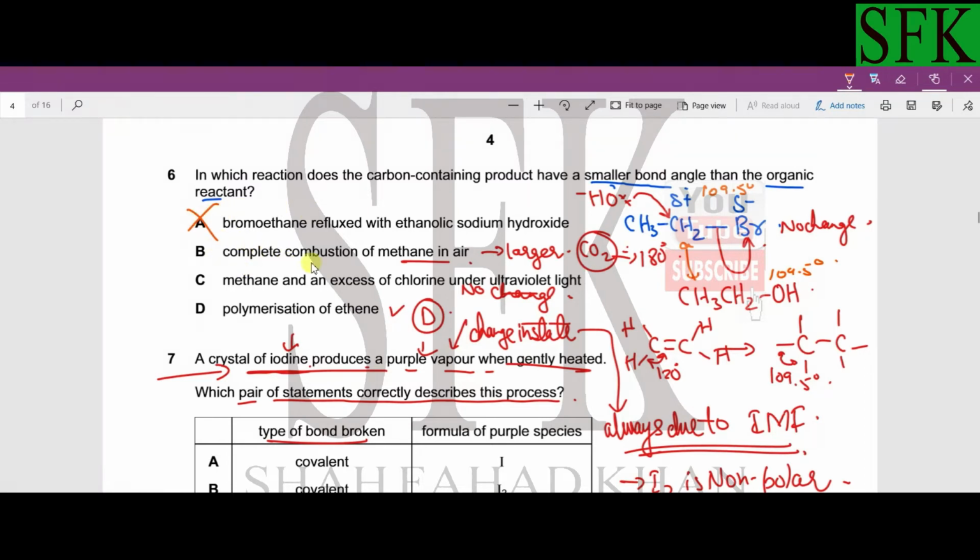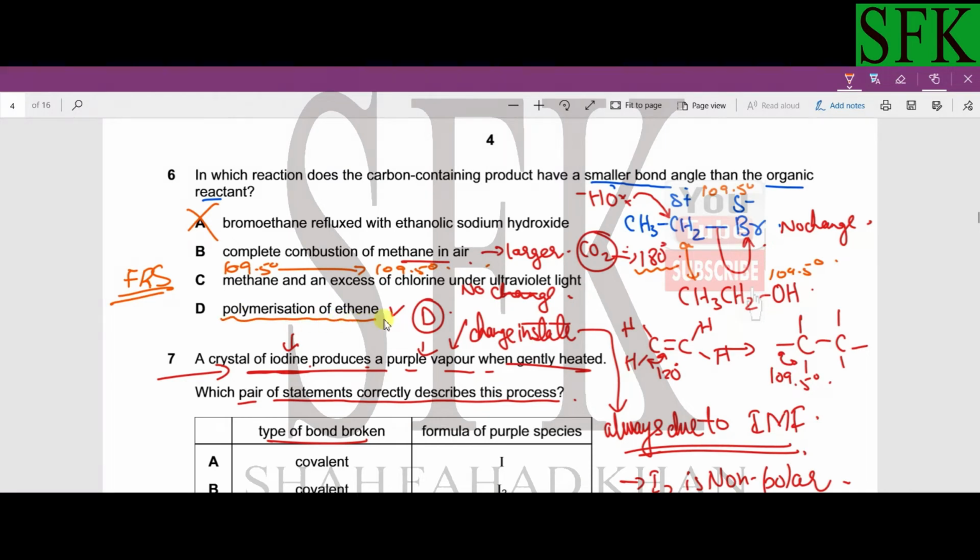Then if we talk about B, the complete combustion of methane in air. If we completely combust methane in air, we'll get carbon dioxide. Carbon dioxide has a larger bond angle. Then, if we talk about methane and an excess of chlorine under ultraviolet light, again, this is a free radical substitution and no change in bond angle would occur. The bond angle initially would stay 109.5, and immediately after the reaction, it will still stay 109.5.